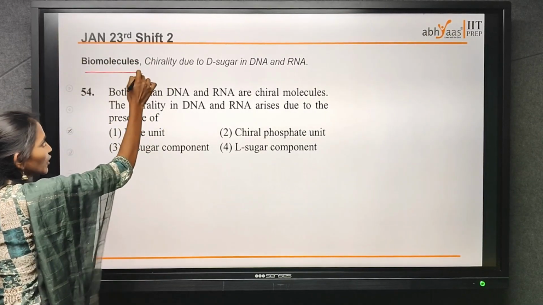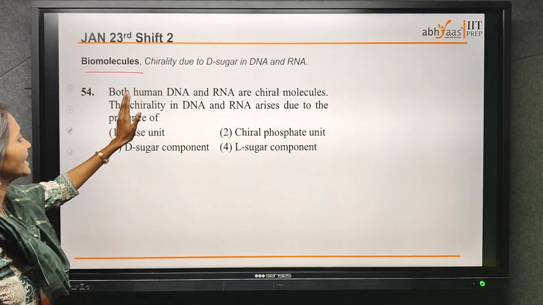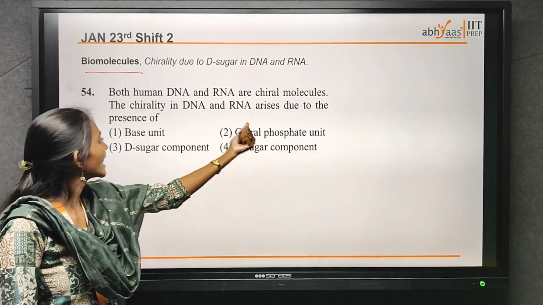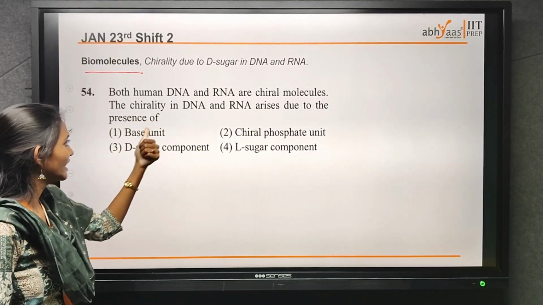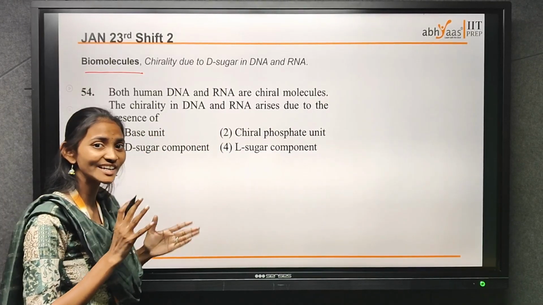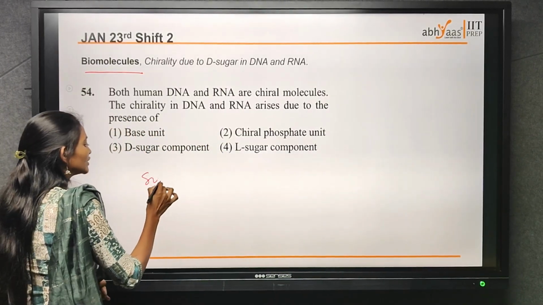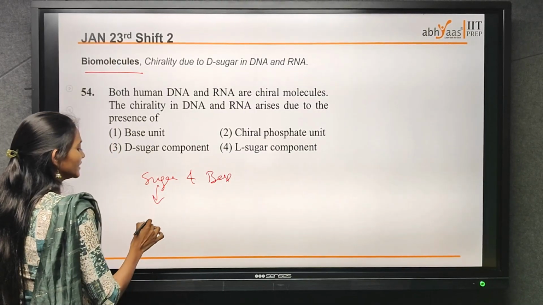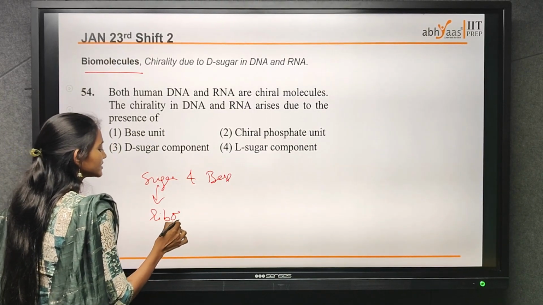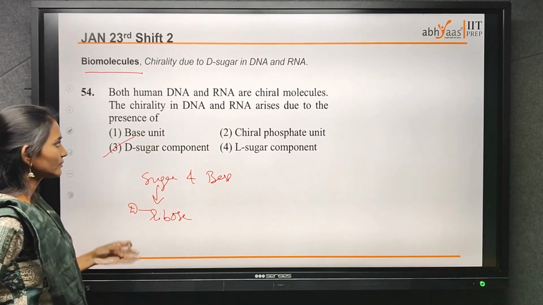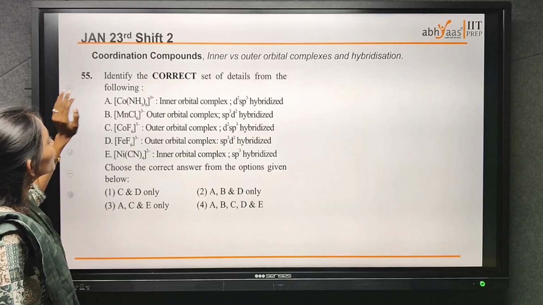This question was asked from biomolecules. See, both human DNA and RNA are chiral molecules, yes, and the chirality in DNA and RNA arises due to the presence of what we are having, phosphodiester linkage. In between we are having a sugar as well as a base. So this sugar is the ribose molecule. This ribose is nothing but D-ribose. Hence, the option will be 3. Easy one. Moving on to the next question.